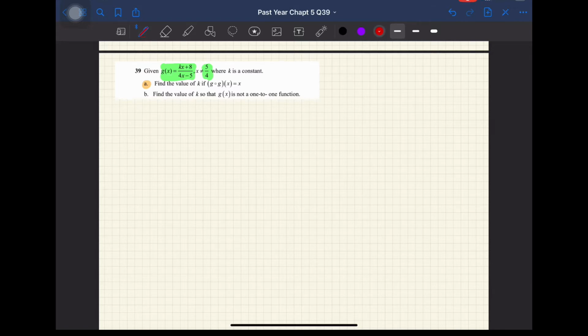Okay, so dekat first part of the question, soalan minta kita cari the value of k. You need to find what is k given that g of g(x) is equal to x. Okay, this one. So does this information ring a bell to you?